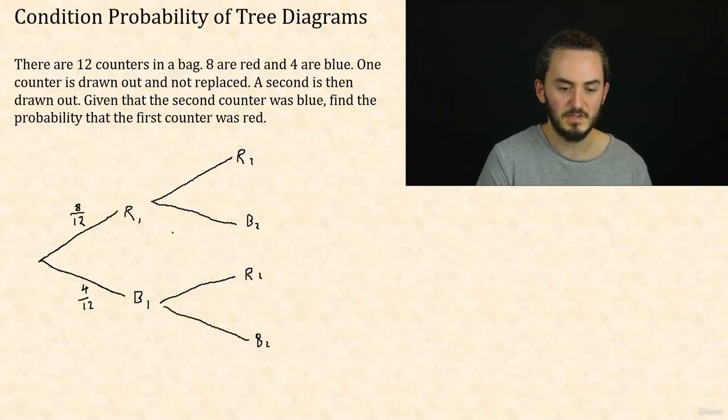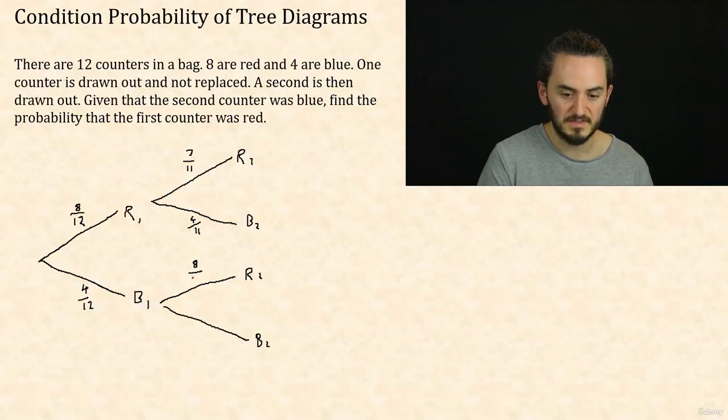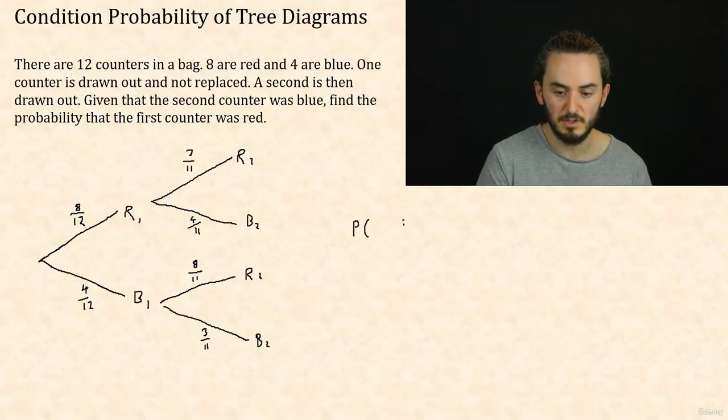Now, what are the probabilities? Well, if I picked red on my first go, there's only 7 reds left. So 7 out of the remaining 11 are red, but still 4 of them are blue. Whereas if I picked blue on the first go, there are still 8 reds left out of 11, but only 3 blues left. So what's the question? It's saying, given that the second counter was blue, so given B2, find the probability the first counter was red.